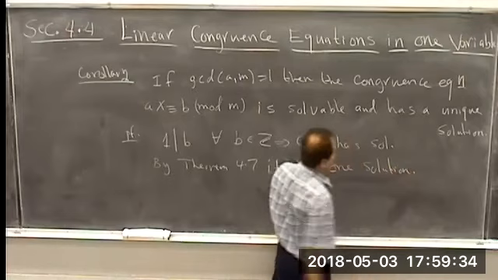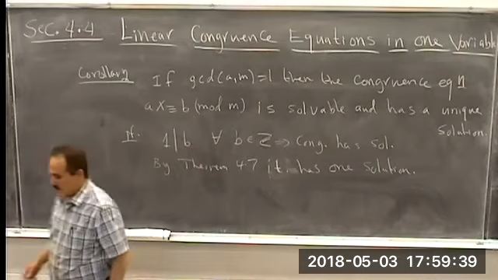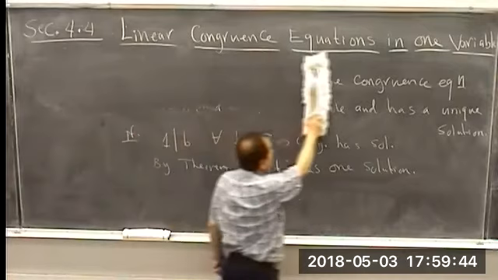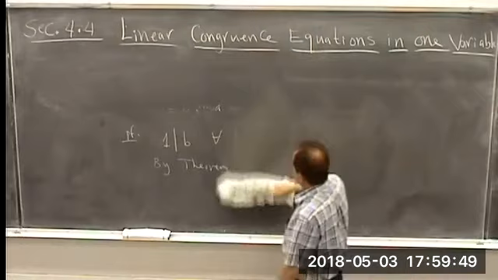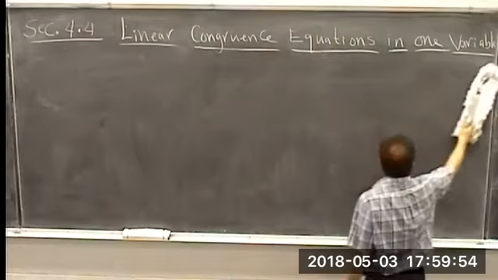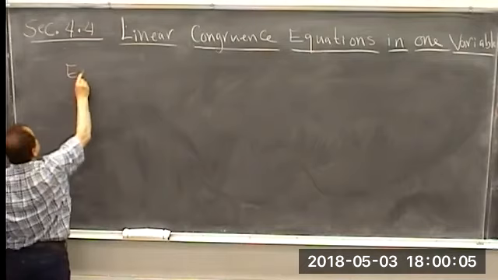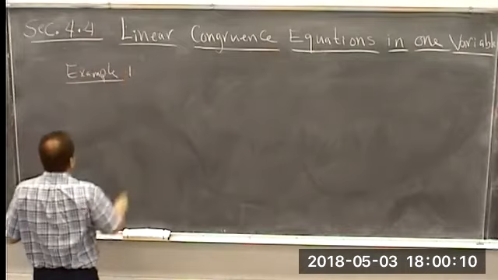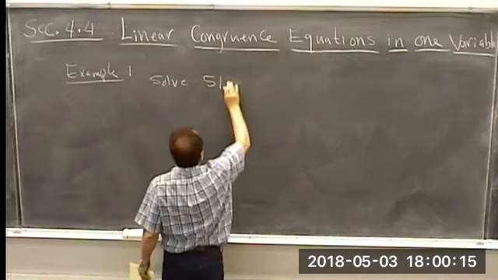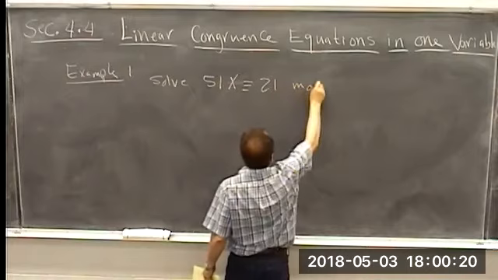All right, let's get started by looking at some examples. First, we want to look at something very simple that can be done almost by inspection, and then we're going to develop some algorithms to solve congruence equations. So here's the first example. We're going to solve this congruence: 51x congruent to 21 mod 36.